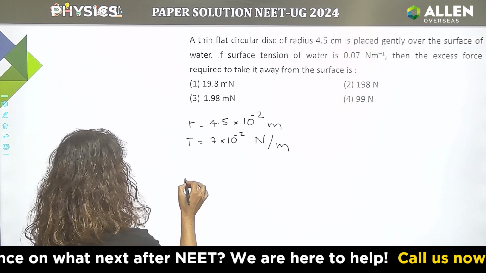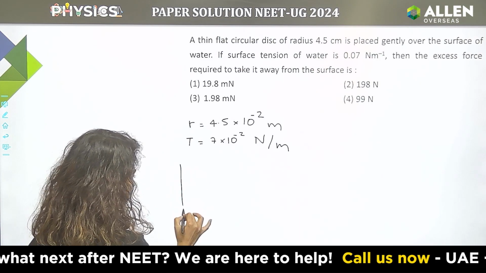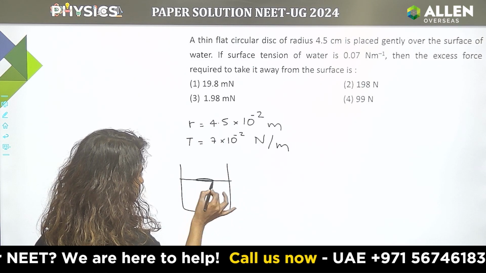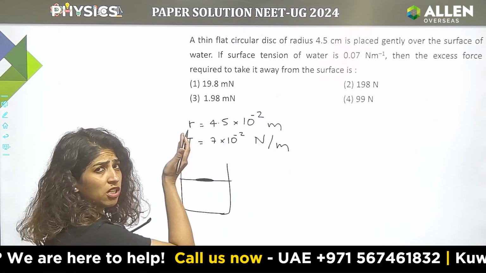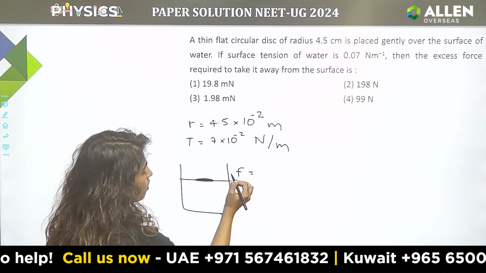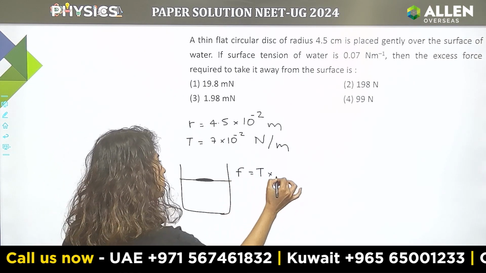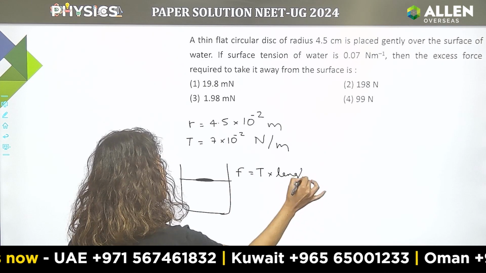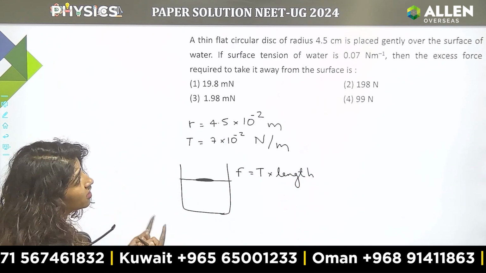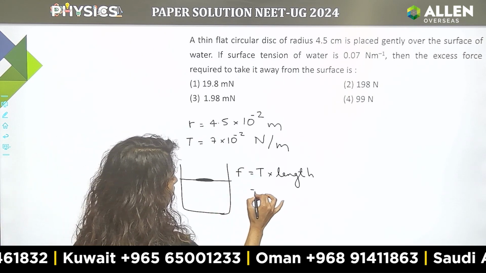Now what would be the force required to take it away from the surface? Let's understand the concept behind it. There is a disc. As you pull the disc up, there is a force acting on it. Now force acting on it will be equal to tension into its entire length. Length of all free surfaces are also included here. Since it's a circular disc, the length will be 2 pi r.